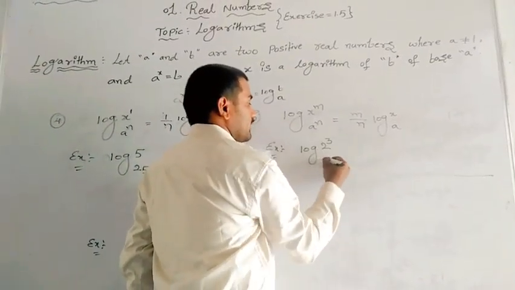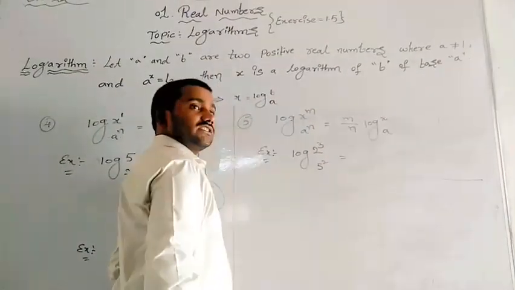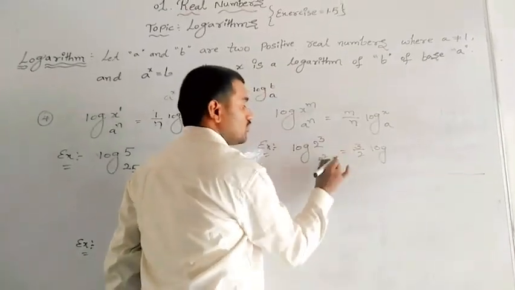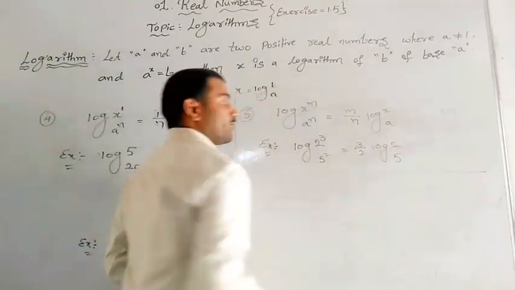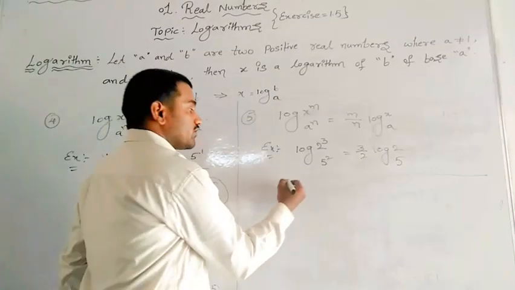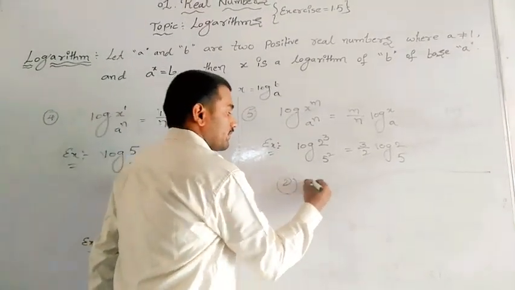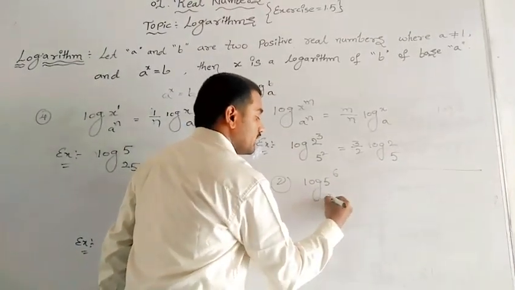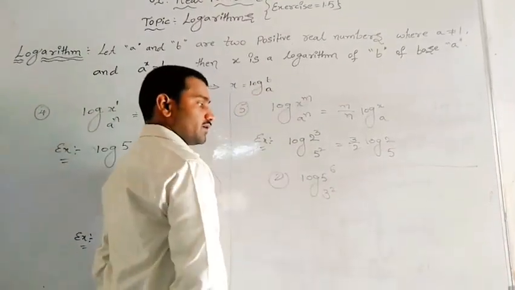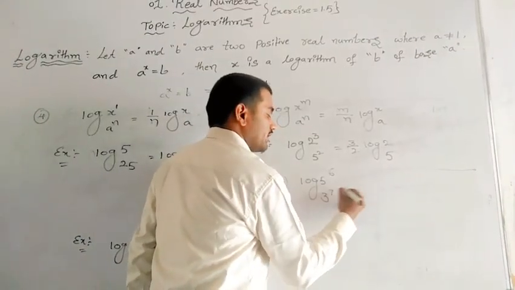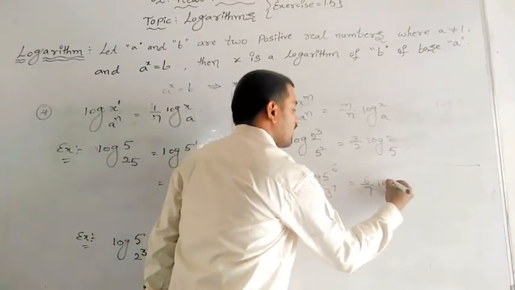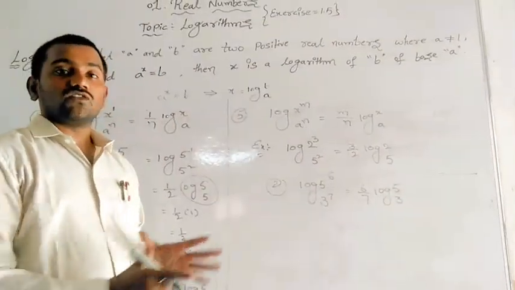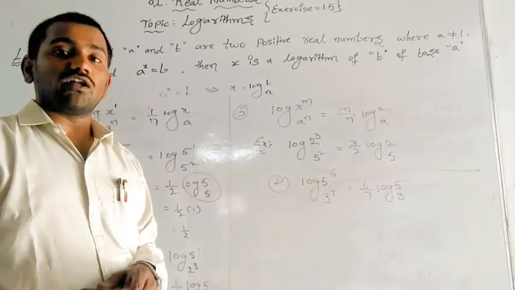So let's write some examples of this now. Log 2 to the power of 3, base 5 square. How can we write this now? Simple: 3 by 2 log 2 base 5. I hope you understand how I have written this. Let me go for the second example again. Log 5 to the power of 6, base 3 to the power of 7. We can write 6 by 7 of log 5 base 3. I hope you understand these 5 formulas. Again, the remaining 5 formulas are there.